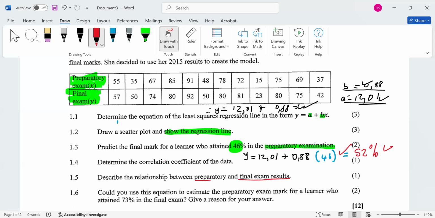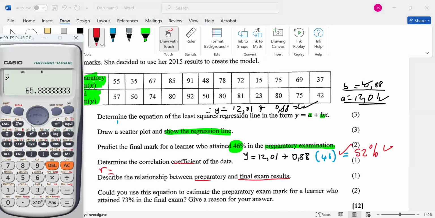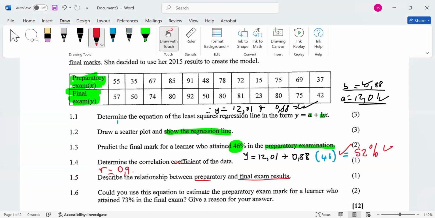Oh, first, determine the correlation coefficient, R. That one we get on our calculator. We say shift, then 1, then R. It says 0,98.